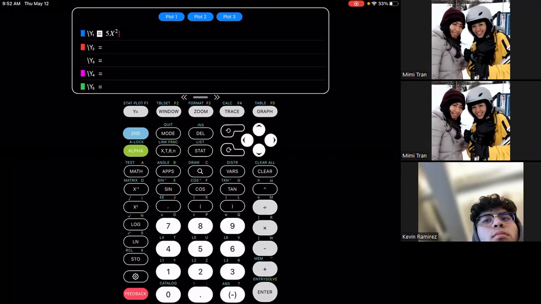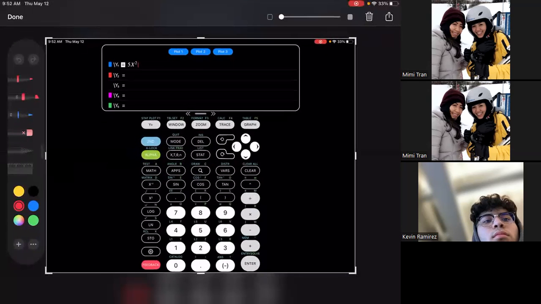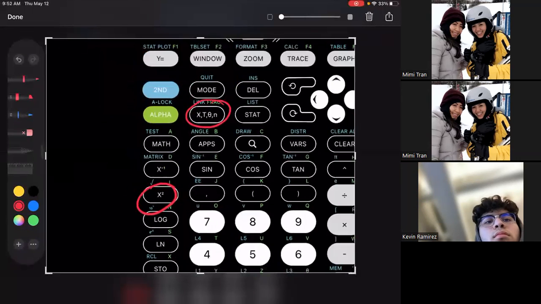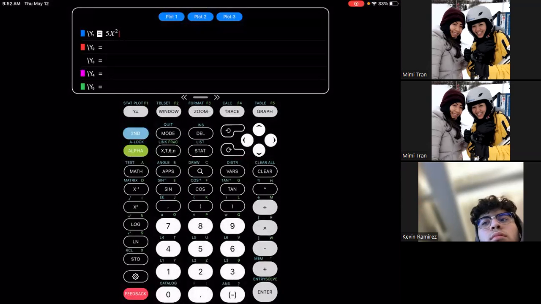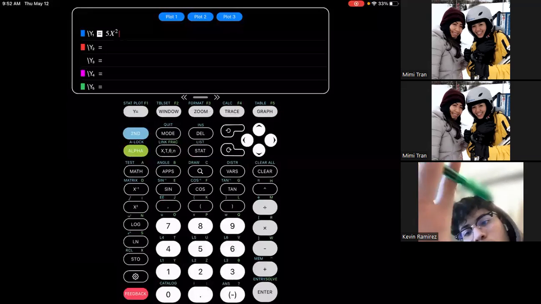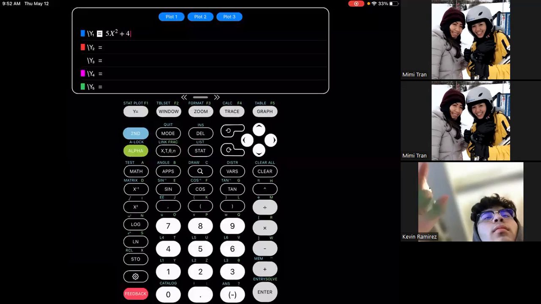5x squared. So when you go to y equal, the number 5 is easy, right? Just number 5. What about x? X will be this one, X, t, theta, and n. And then square, just press that button. So 5x squared plus 4. And then graph. See on the right, upper right.